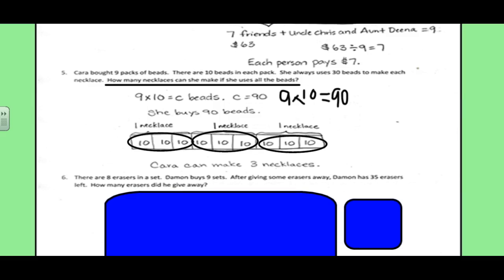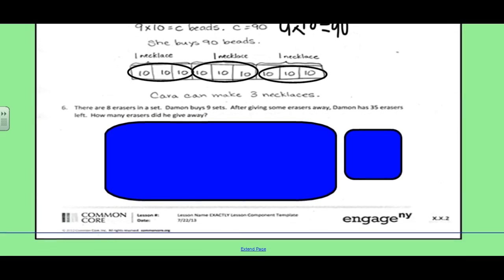Moving on to the last problem of the problem set. There are 8 erasers in a set, and Damon buys 9 sets. After giving some erasers away, Damon has 35 erasers left. So how many did he give away? I'm going to let you do this on your own. Draw a tape diagram for it. Use your equations, and then write your answer in a complete sentence. And when you are ready to check your answer, I want you to push play. So push pause to do the work on number 6.